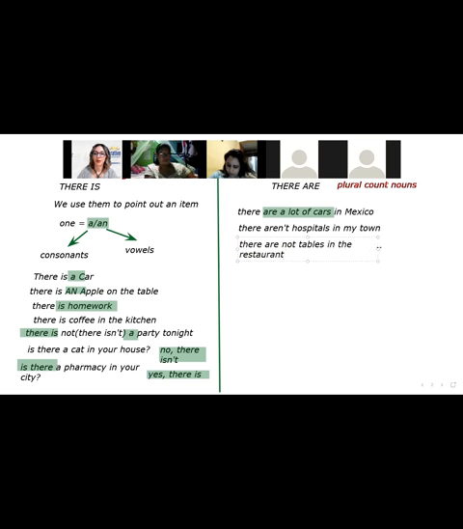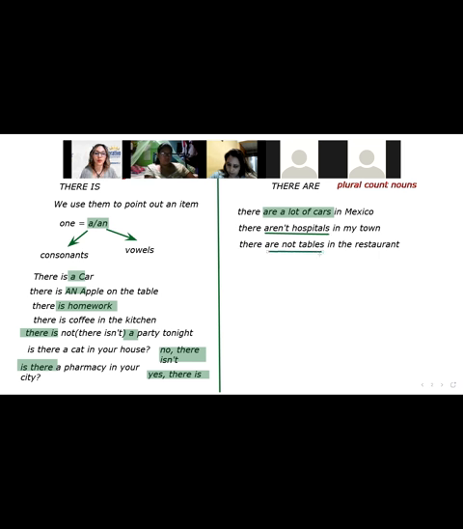Negative form, there aren't hospitals in my town. There aren't, the negative form. Pueden utilizar la contraction or no contraction. There are not tables in the restaurant. Okay, so you can use any of the options.